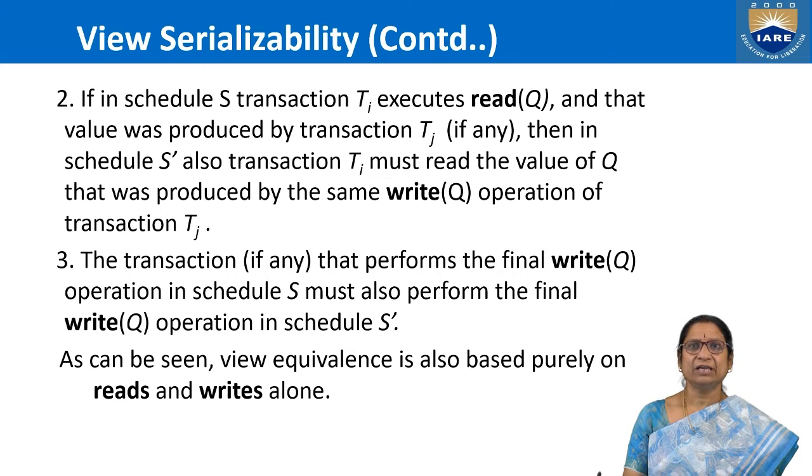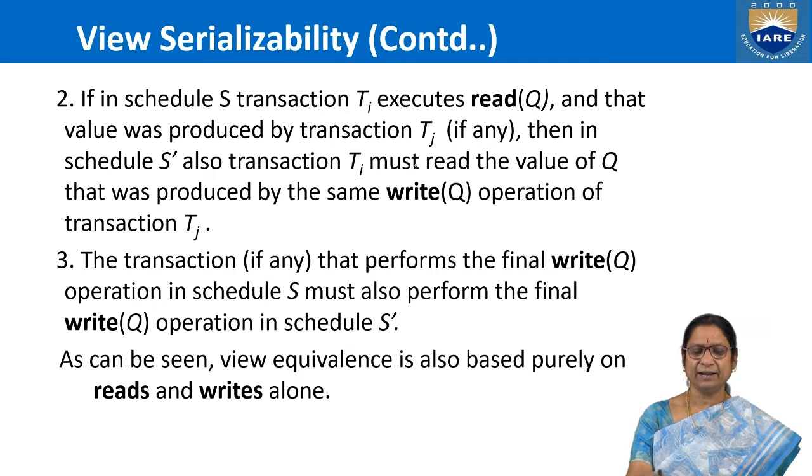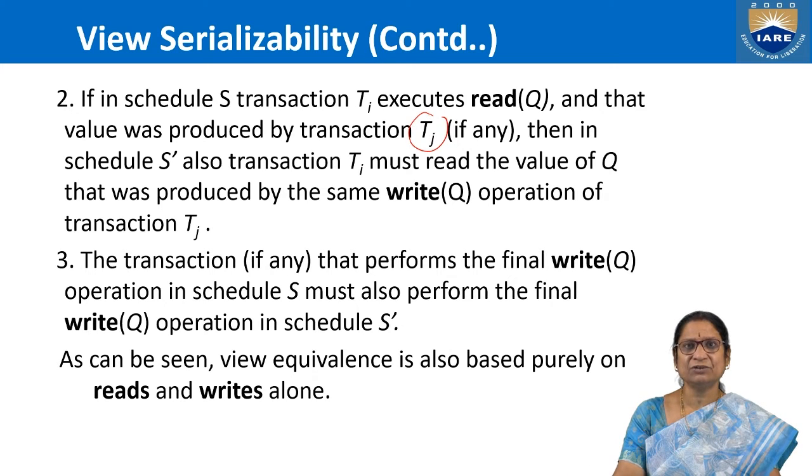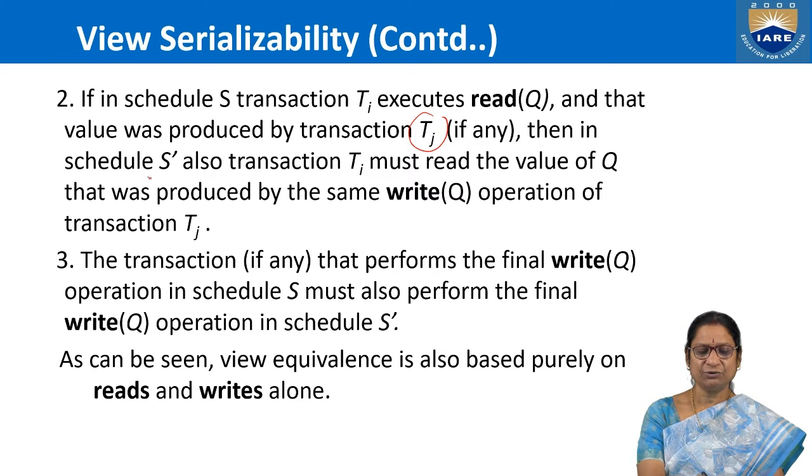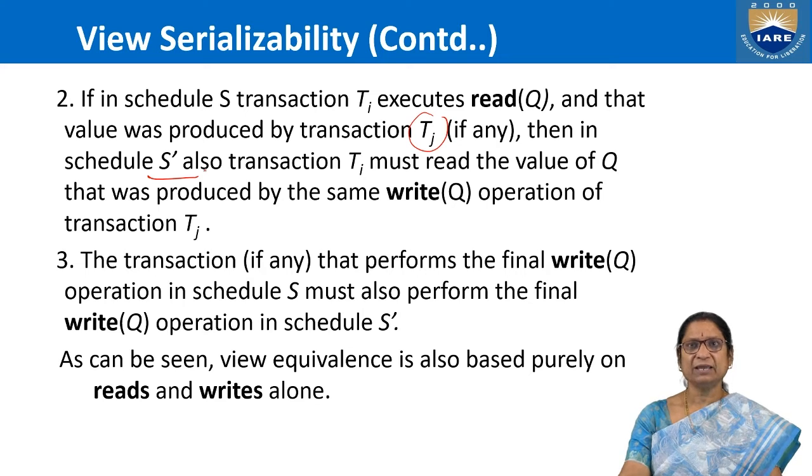Second, if in a schedule S the transaction Ti executes a read Q and that value was produced by another transaction Tj, produced by Tj means Tj updated it, that is, write Q was performed, then in schedule S dash also, Ti must read the value of Q which is produced by Tj only. That is, the data item written by Tj must be read by Ti.